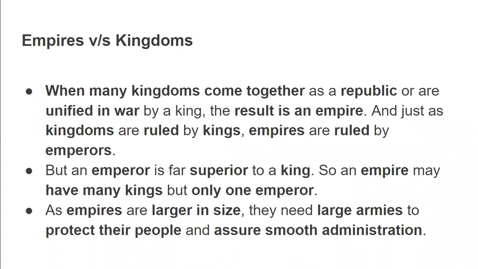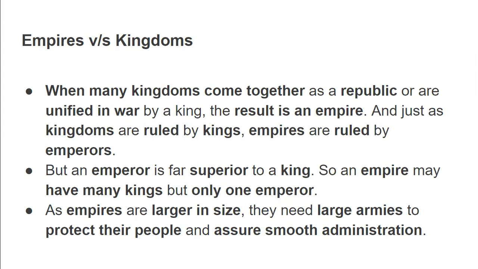The Mauryans established the first ever empire in the history of India. It was called an empire because it was much larger than a kingdom and was spread over a vast area. The Mauryas controlled more land than any previous ruler or dynasty.